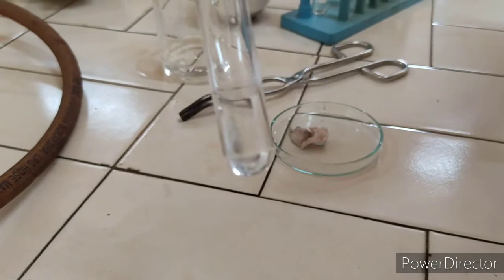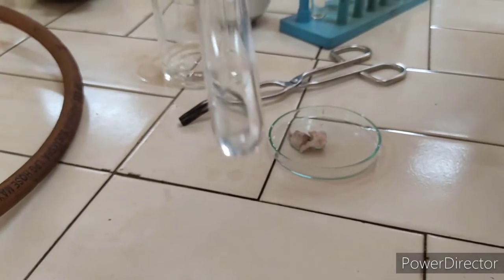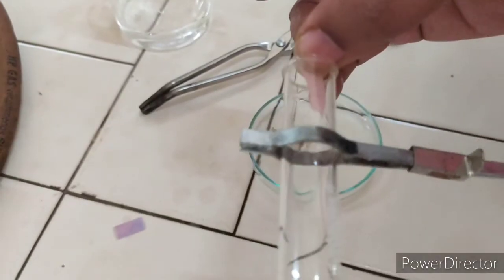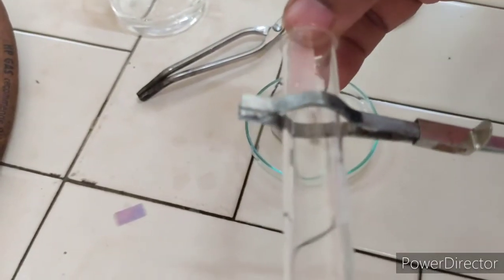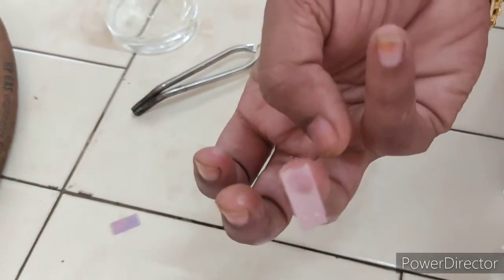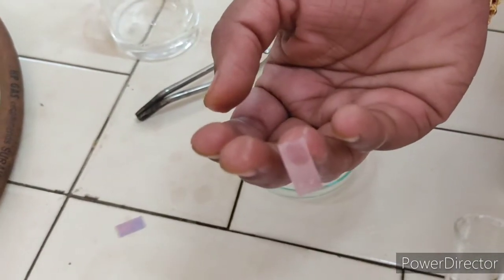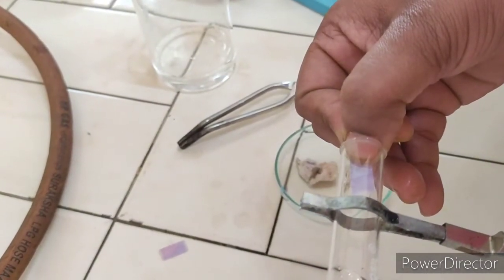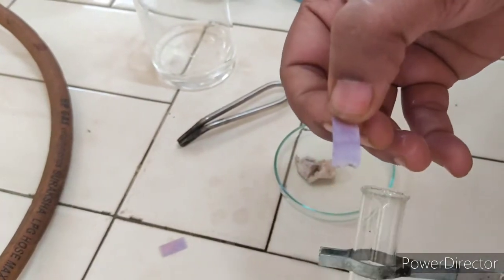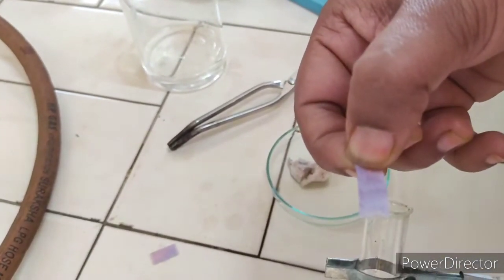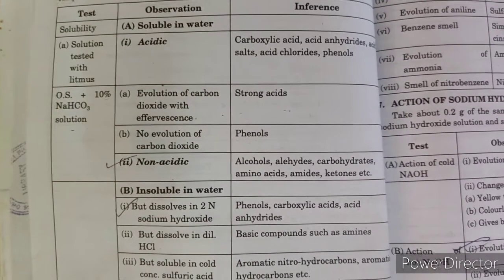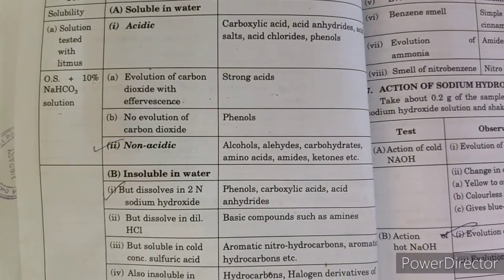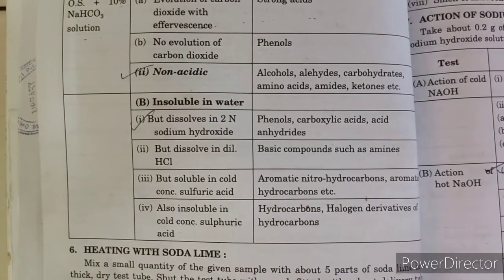Now we have to check it with litmus paper whether this given liquid sample is acidic or basic. Here I am checking it with the red litmus paper. This red litmus paper remains red. This blue litmus paper also remains blue. The compound is non-acidic. That means again alcohol, aldehyde, carbohydrate, amino acid etc. may be present.